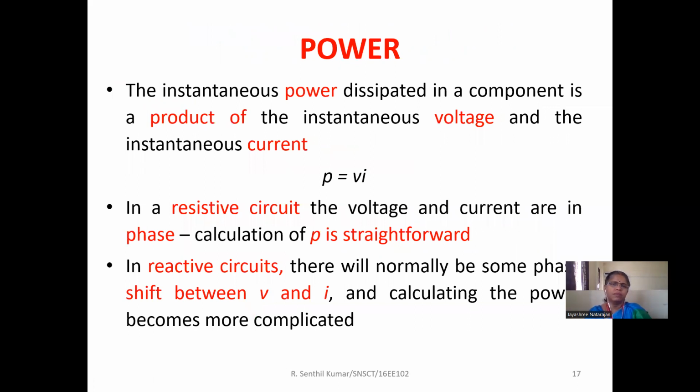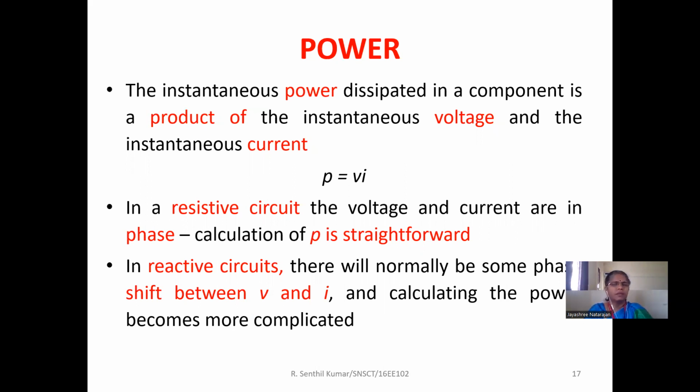Then we discuss power. So what is power? Generally, it is the rate of doing work that we call power. In a DC circuit, it is the product of voltage and current. But in an AC circuit, we have to consider the phase angle also.